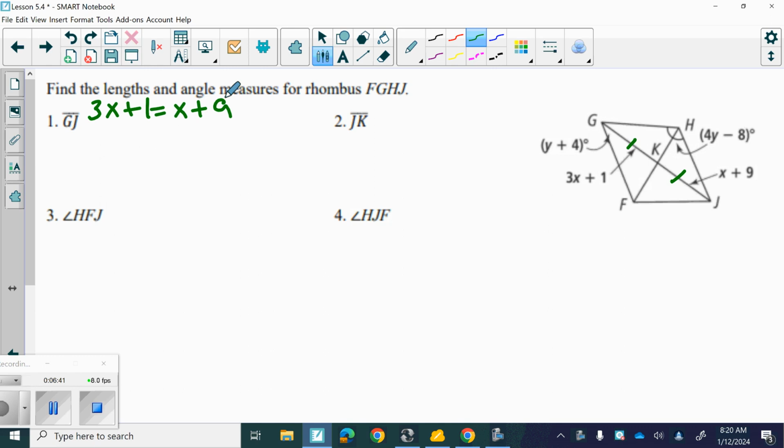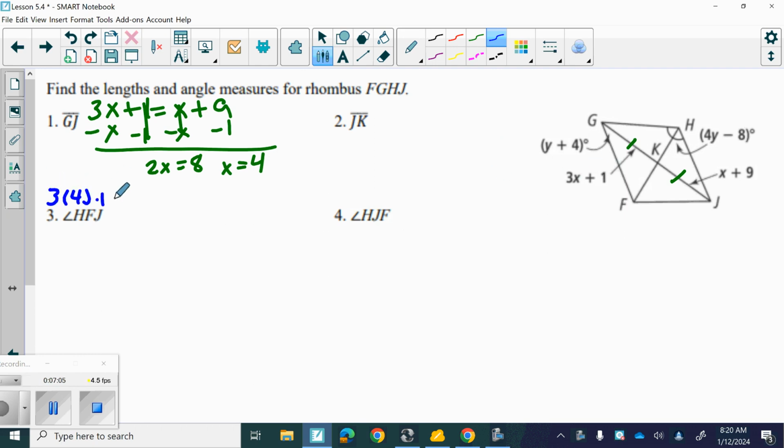So what's x? 4. Okay, so subtract x, subtract 1. So 2x equals 8. So x is 4. Now I gotta plug it in and multiply it by 2. So 3 times 4 is 12. What's 12 plus 1? 13. I've also got another expression. 4 plus 9 is 13. So what's the length of the whole diagonal? 26. But JK is 13. We just found that. That was the x plus 9. So JK is 13.